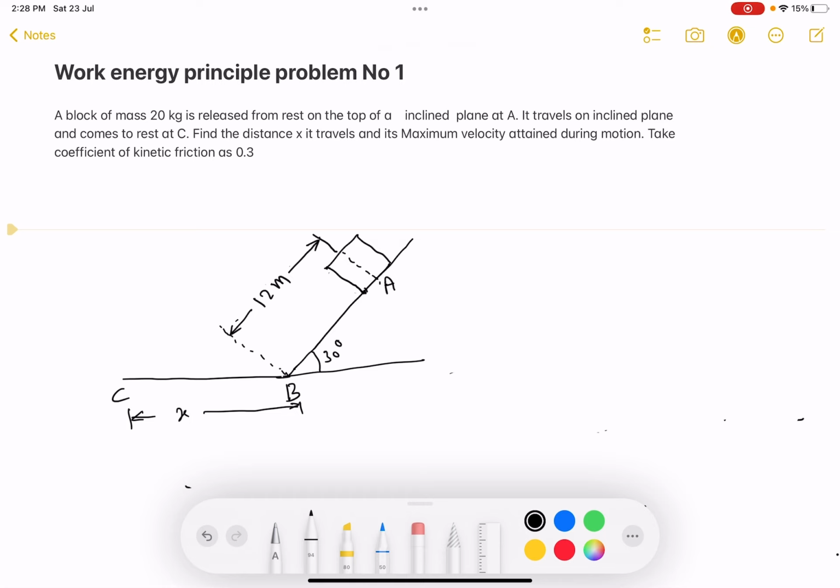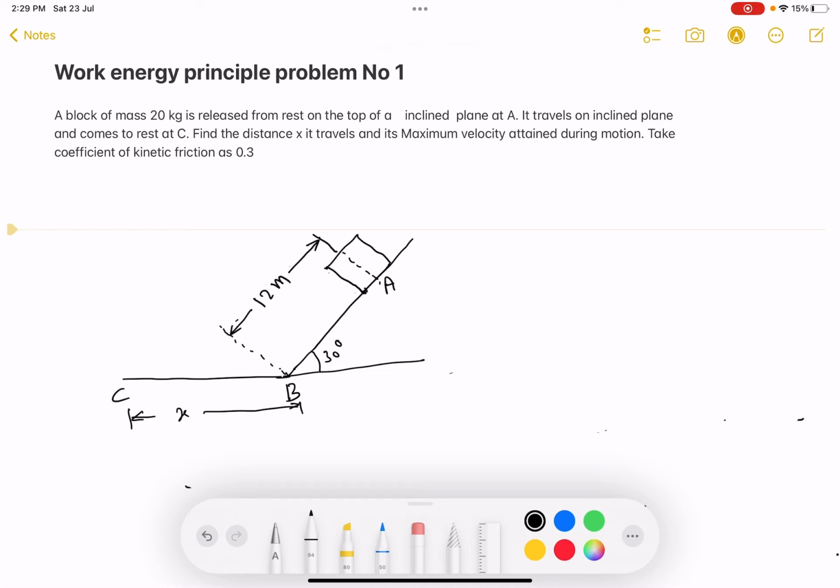Now let's understand what the situation is here. The block will slide from A to B and from B to C. It starts from rest at point A, but because it is on an inclined plane, because of gravity, it will come down. You are asked to find the maximum velocity attained by the block and the distance between B and C. The block stops at C. It starts from A with zero velocity, goes to C, and again its velocity is 0. Now you are asked to find the maximum velocity.